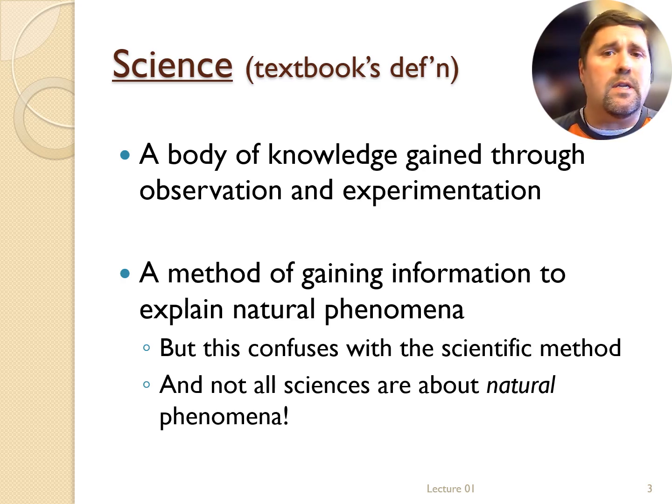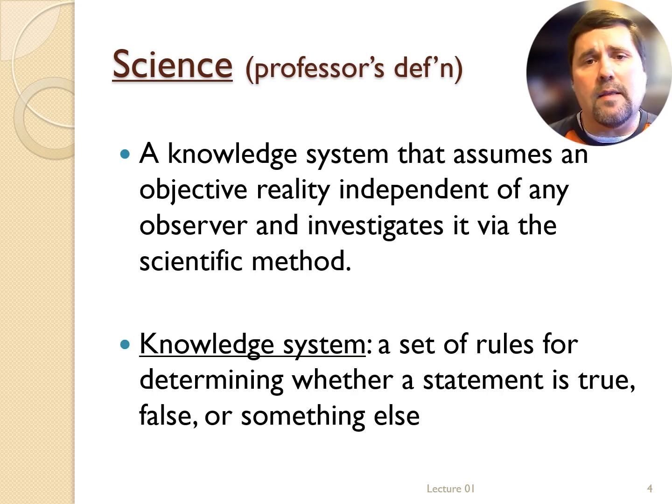My preferred definition is a bit more philosophical than the textbook, but it highlights several aspects of science that are very important for understanding physical anthropology. Science is a knowledge system that assumes an objective reality, independent of any observer, and investigates it via the scientific method. So the larger category that science belongs to is knowledge system, which is just a general term for any set of rules for determining whether a statement is true or false or something else. Other knowledge systems include mathematics, or religion, or tradition, or even intuition.